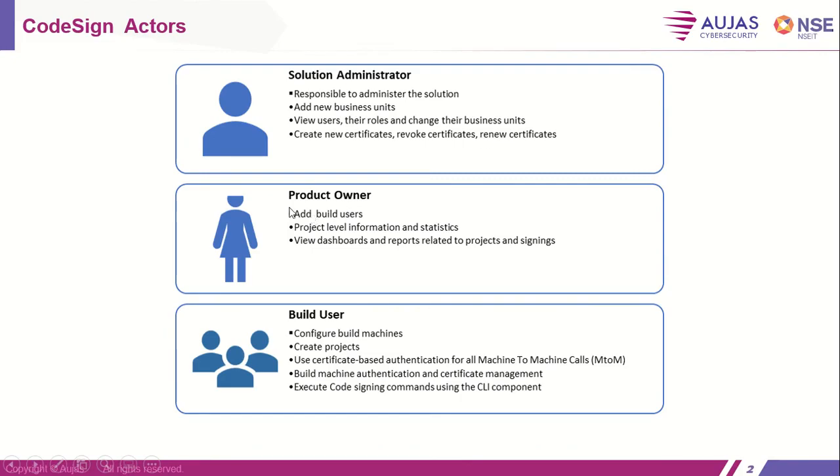Then we have product owner, which is an approver profile. A product owner can add build users, view project level information and statistics, view dashboard and report related to projects and signing. Then we have build user. Build users are the actual users who use the code signing solution to perform the code signing action. They configure the build machine, create projects, use certificate-based authentication for all machine-to-machine calls, do the build machine authentication and certificate management, and execute code signing command using CLI component.